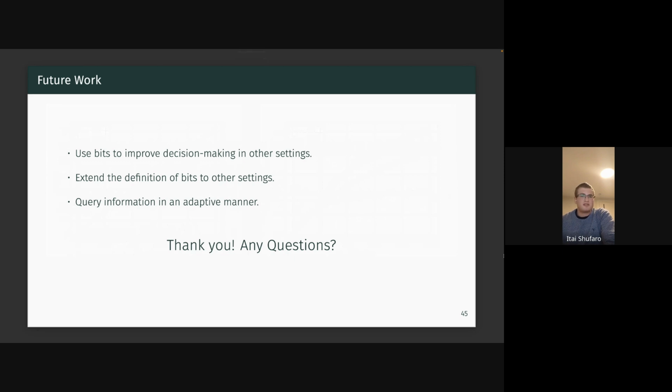All right, there are also some other interesting topics for future work: using bits to improve decision making in more complicated reinforcement learning settings. From a more theoretical standpoint, you can think about how to extend the definition of bits to other non-Bayesian settings, for example, adversarial settings, and see if we have some sort of a similar trade-off in those settings as well. And also from an algorithmic theoretic standpoint, think about how we can query information in an adaptive manner to improve regret in general agents.